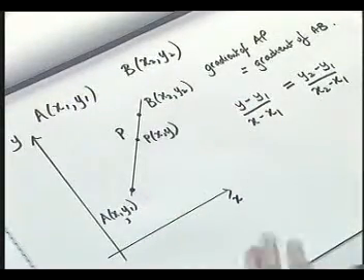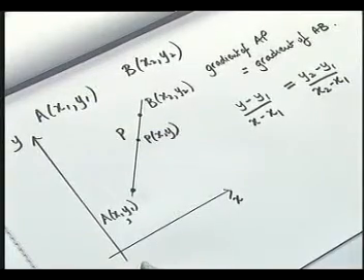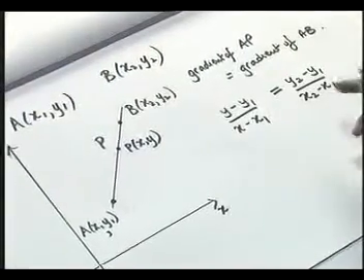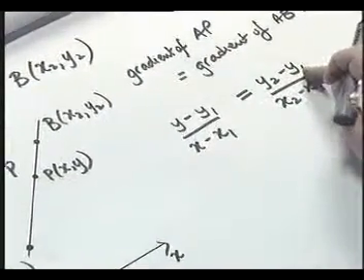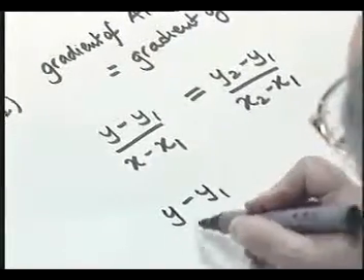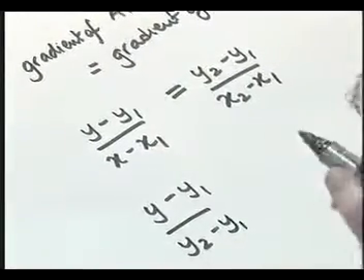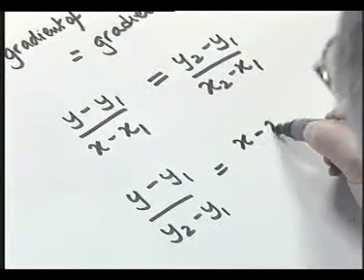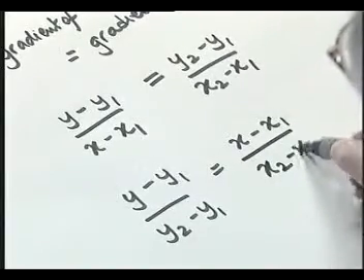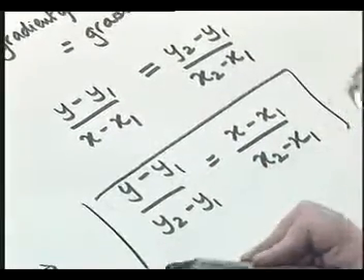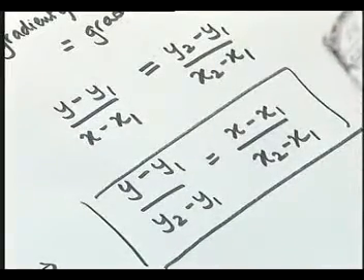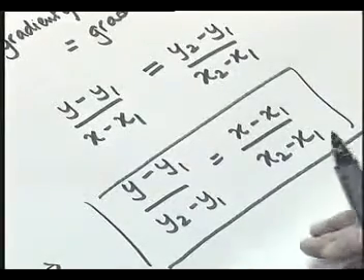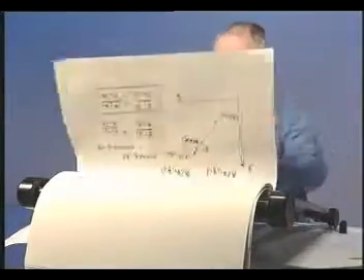Now, we don't usually leave it in that form. It's normally written in a slightly different form, so that all the y's appear on one side and all the x's appear on another side. And we can do that by dividing both sides by y2 minus y1 and multiplying both sides by x minus x1, which moves that up to here. And that's the form which is normally quoted as the equation of a line passing through 2 arbitrary points. Let's use that in an example.